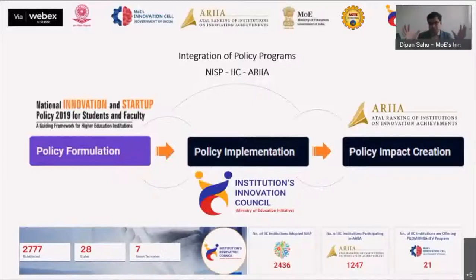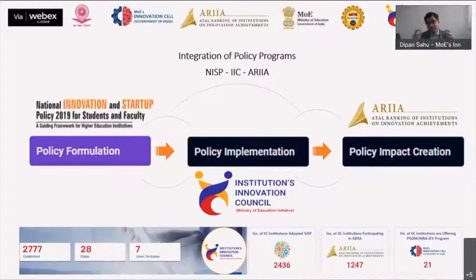National Innovation and Startup Policy gives the directive measures, a kind of broad framework for policy vision and approach for the institutions with long-term planning of what they want to do. Whereas IIC helps to convert that vision into reality by helping in implementation. And through that implementation, through these efforts, the outputs you generate at the micro level, and also at the macro level, help in feeding into auto ranking ARIA and getting a good score and band in the ARIA ranking process. That demonstrates the efforts and the achievements of institutions.